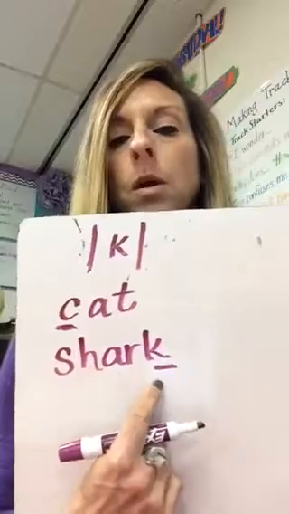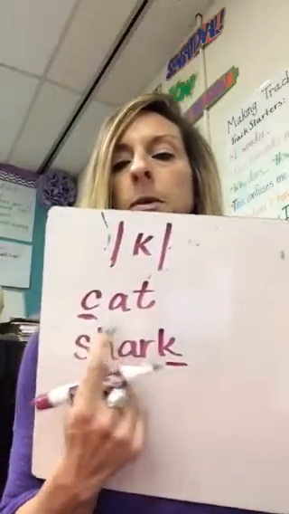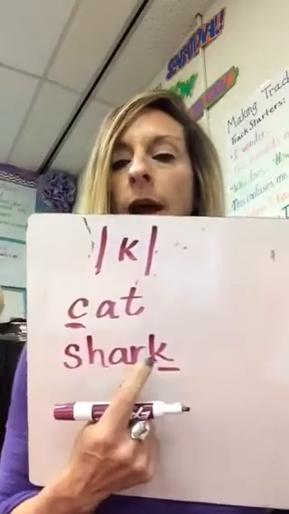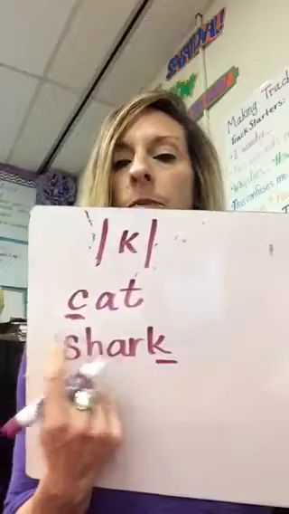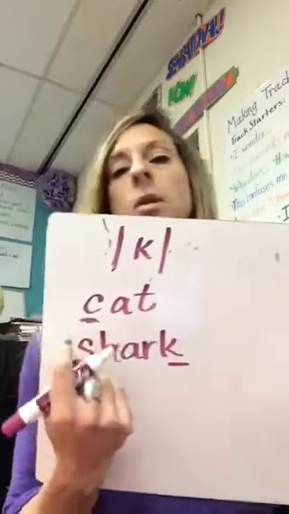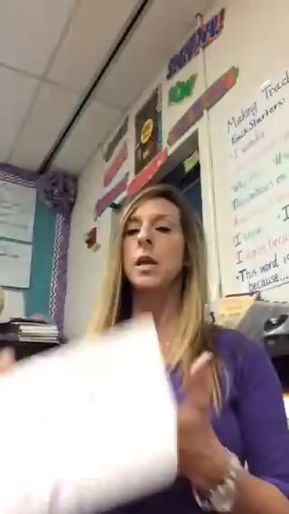another one, shark. Okay, when the k sounds at the end of a word, usually it is a K or a CK. You typically just don't see a C at the end of a word, okay? So cat, and typically in the beginning of the word, it's usually the C instead of the K. So we have cat, and then we have shark, so a C and a K.